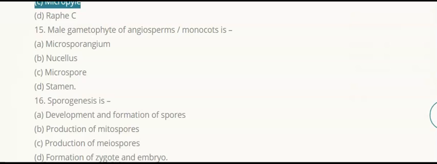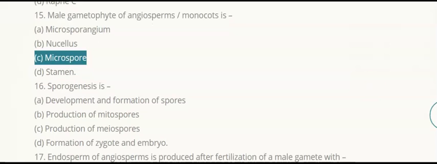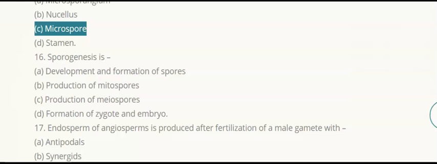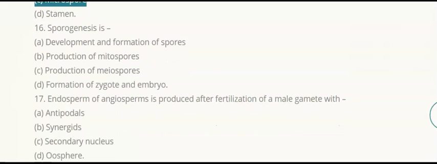Then we move to our question number 15. Male gametophyte of angiosperms or monocots is: microsporangium, nucellus, microspore, stamen. So nucellus, of course, I have said. The answer is microspore. So simple, because microspore subsequently is going to give rise to the pollen tube, and male gametophyte you can say, which subsequently goes for fertilization. We move to our next question.